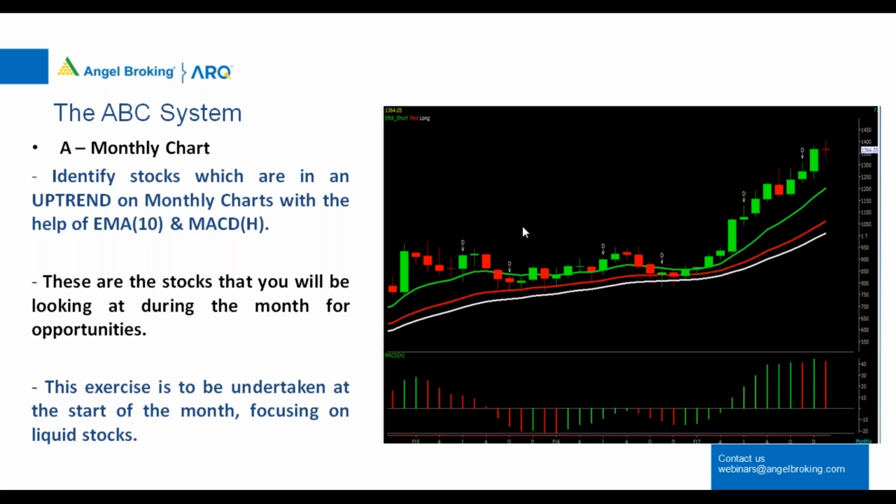You need to focus on the liquid stocks. Don't look at illiquid stocks, where the volume is very less, or the bid and ask spread is very high, or the stock has been hitting upper circuit or lower circuit. These are the typical stocks which you should avoid, because those don't work well on technical analysis. For technical analysis, one of the major requirements is that the stocks have volume. There has to be liquidity in the stocks.